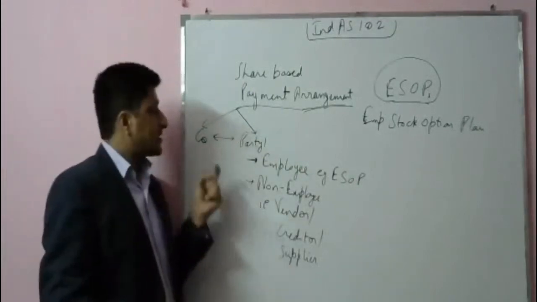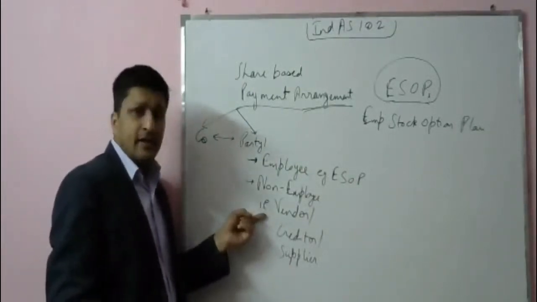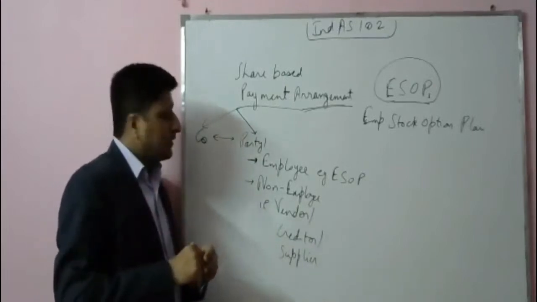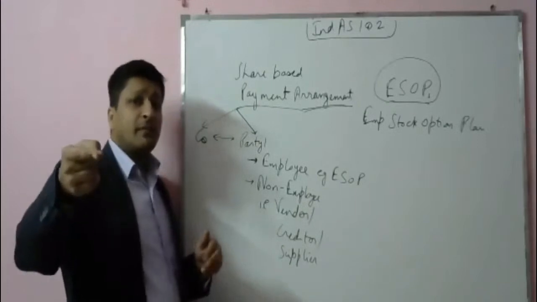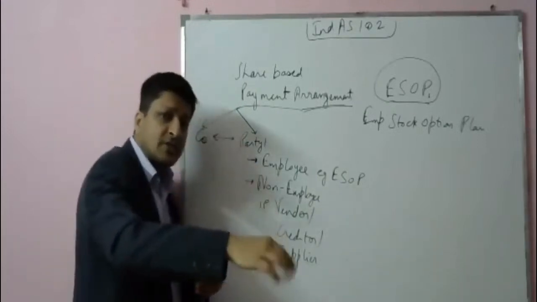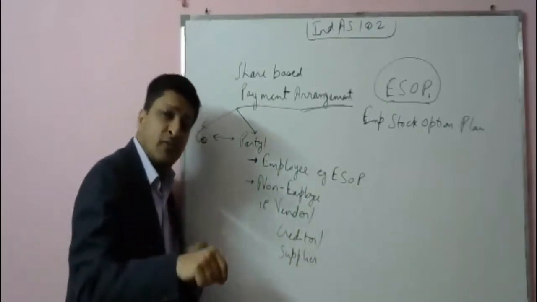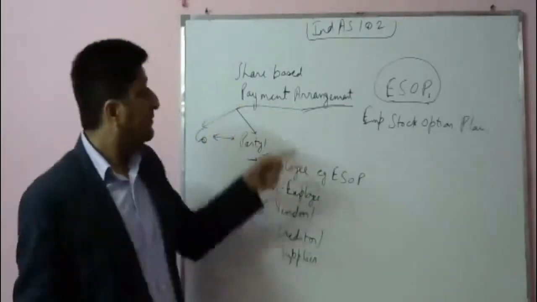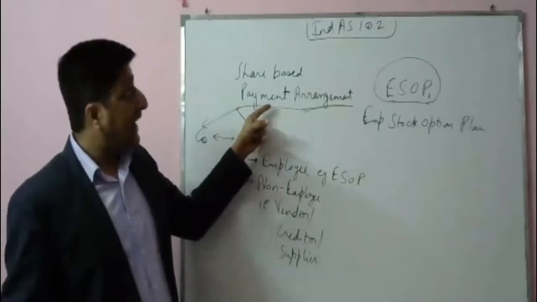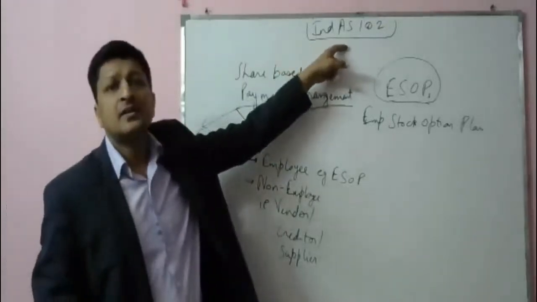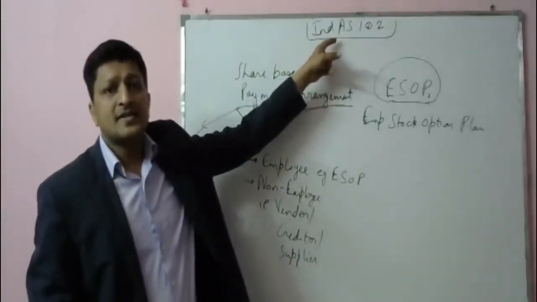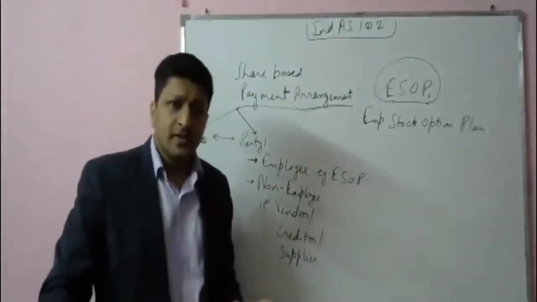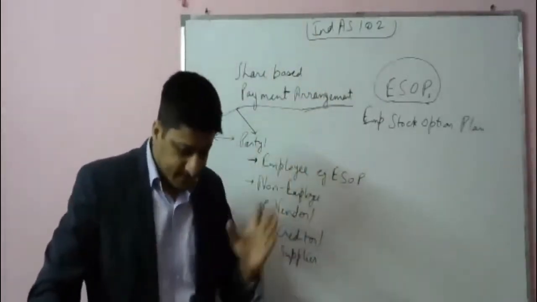Two parties should exist, company and vendor. What is the second condition? That when the payment is made, it should be in the shares of the company. Is that condition fulfilled? Yes. The moment that condition is fulfilled, it will become a share-based payment arrangement and it will be dealt with by this Ind AS 102. Clear? Yeah? Clear on this?